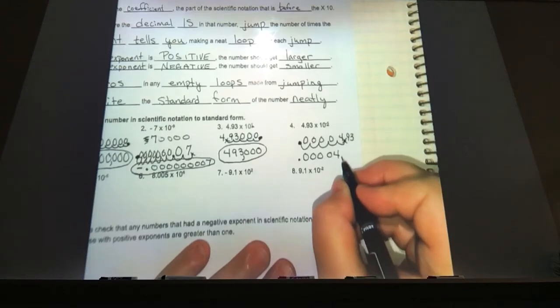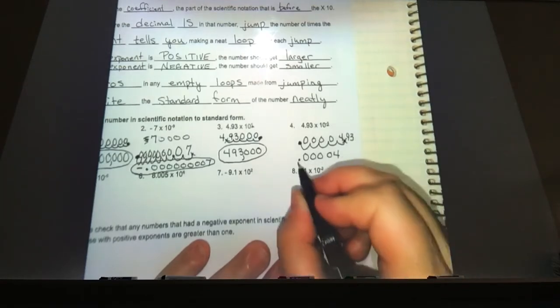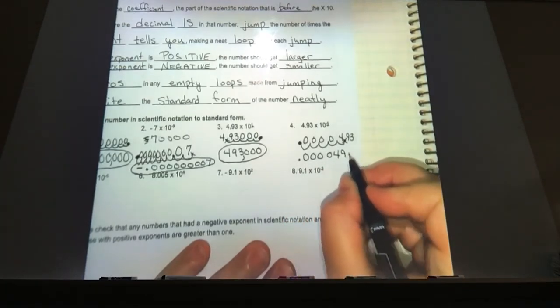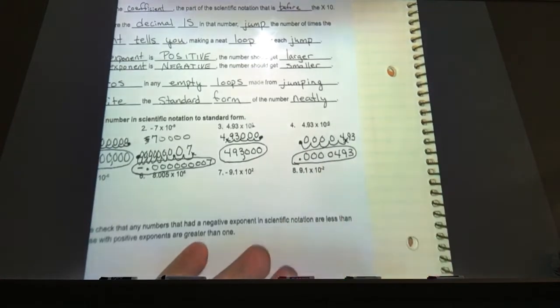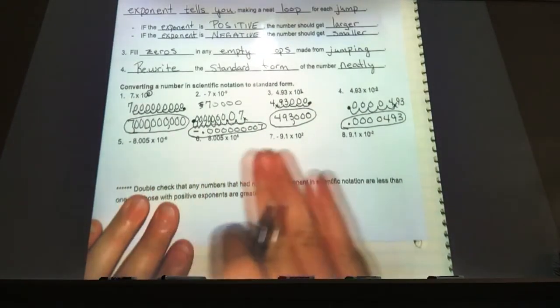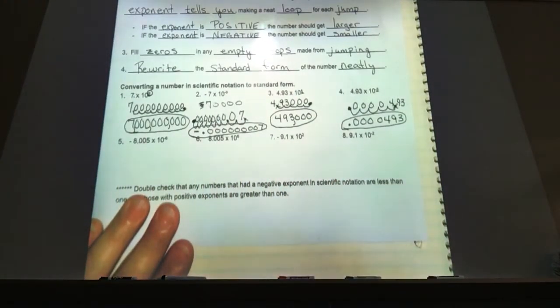Do I put a decimal here? Are there going to be 2 decimal points in this number? No, there's never 2 decimal points. And there's my final answer. You take a moment and see if you can do those 4, and then come back and check them.